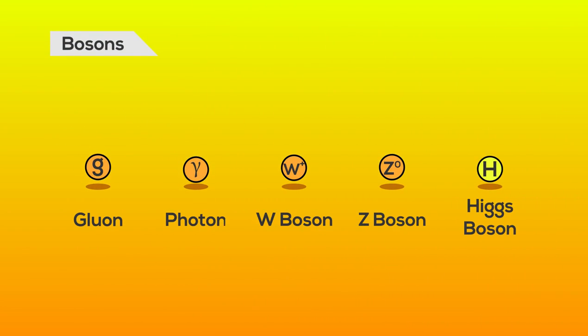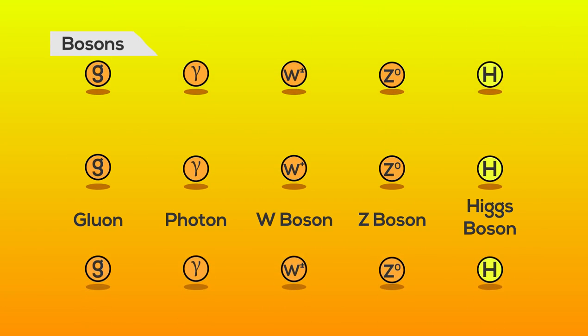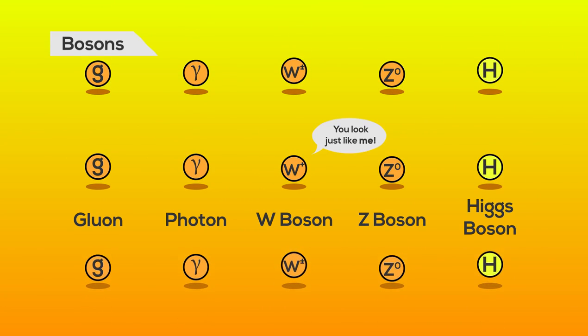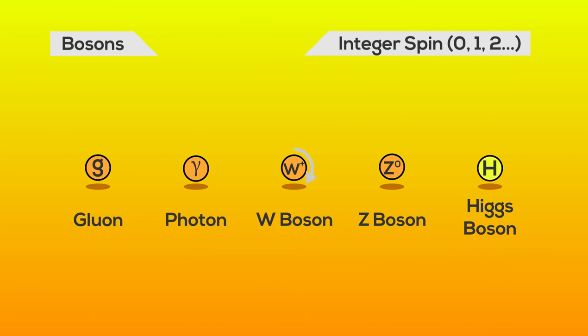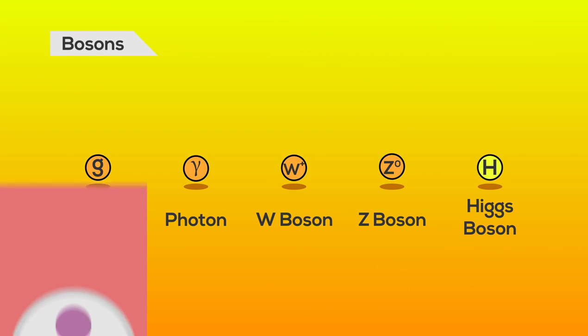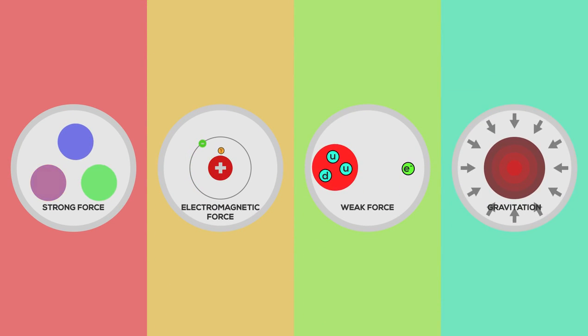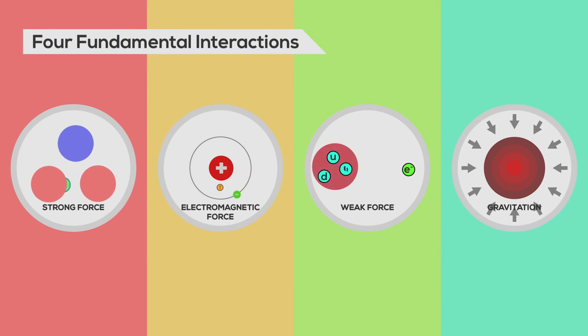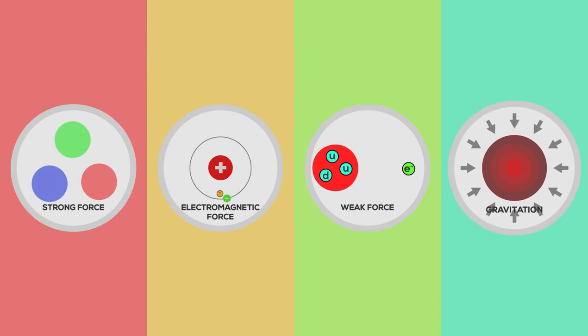The force carriers, which are bosons, have no restriction on the number that can occupy the same quantum state. They have an integer spin, meaning that they have an integer angular momentum. They carry out the interactions between matter. There are 4 fundamental interactions: strong force, electromagnetic force, weak force, and gravitation.